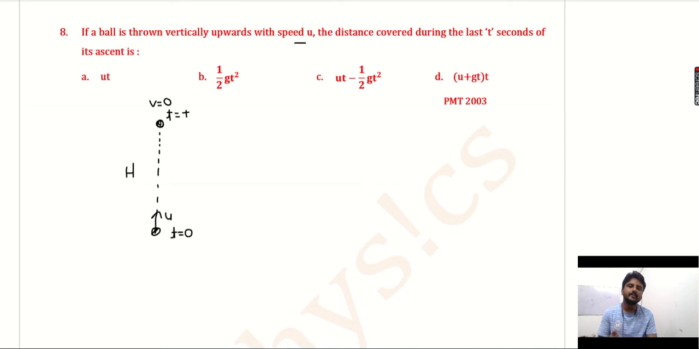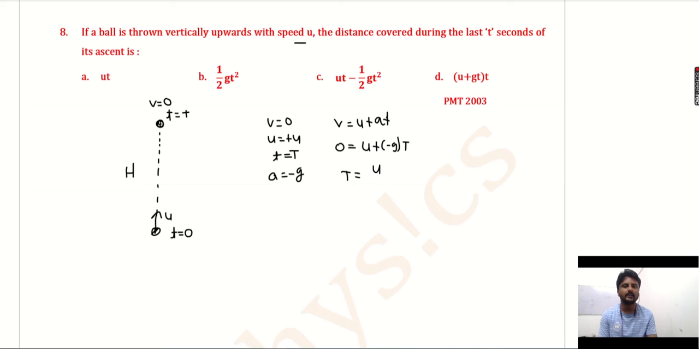How to relate this u, v, a, t? We know v = 0, u = +u, t = capital T, and acceleration = -g. So v = u + at. So v is 0, u is u, a is -g into T. So capital T can be written as u divided by g. This is the time required to travel from the lowermost point to the topmost point, the maximum height.